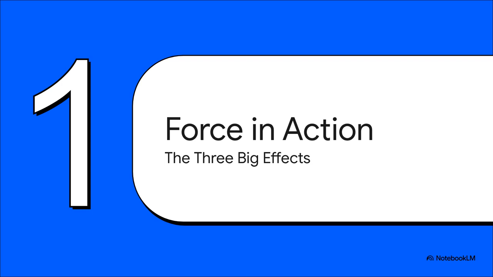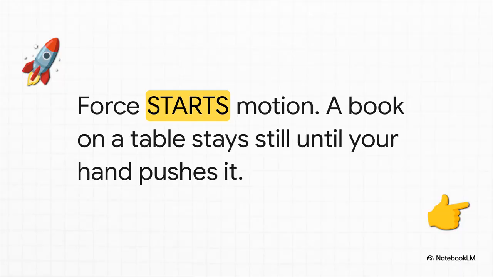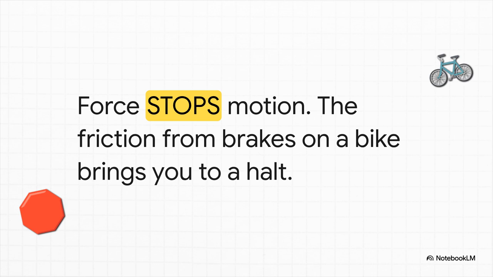We can break it down into three main effects a force can have on pretty much any object. Effect number one, and it's the most obvious one. A force starts motion. Think about a book sitting on a table. It will stay perfectly still forever until your hand, that's the external force, gives it a push. A rocket just sits there on the launch pad until that massive force from its engines thrusts it into the sky.